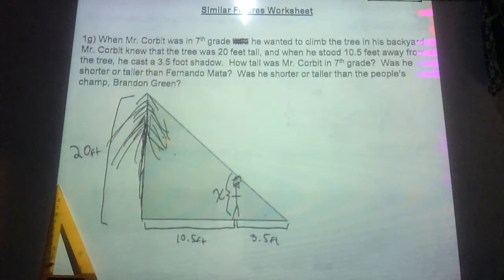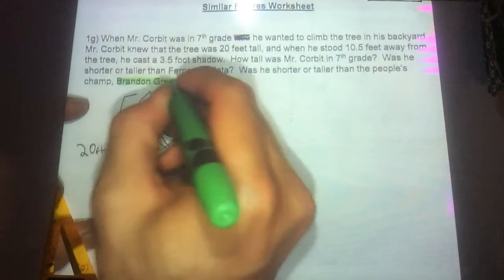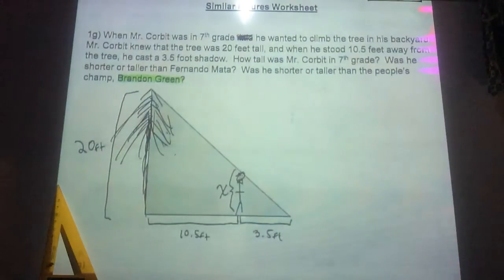Was he shorter or taller than Fernando Mata? Was he shorter or taller than the people's champ, Brandon Green? The champ is here. Okay.